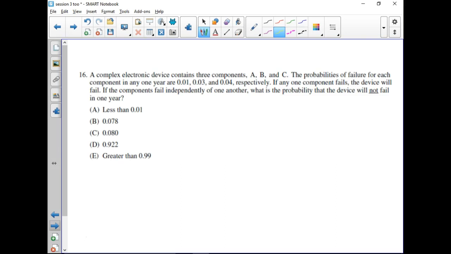Let's do this one here. The probabilities of failure for each component in any one year are 0.01, 0.03, and 0.04 respectively. If any one component fails, the device will fail. If the components fail independently of one another, what is the probability that the device will not fail in 1 year?